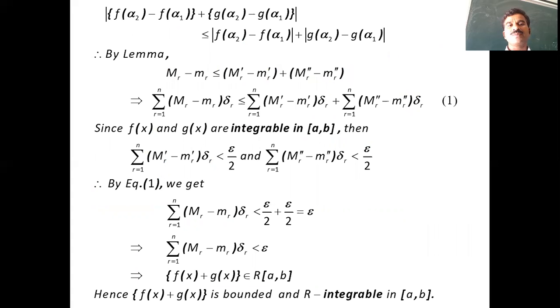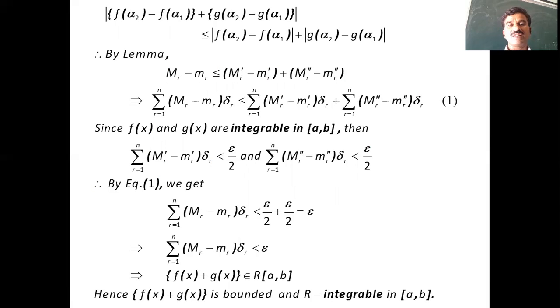This is f of alpha 2 minus f of alpha 1, and this f(x) plus g(x) is obtained by taking alpha 1 and alpha 2 as members of the subinterval, so we can write f(x) plus g(x) in this form. And that should be less than or equal to f of alpha 2 minus f of alpha 1 plus g of alpha 2 minus g of alpha 1. Therefore, by the above lemma, we can make use of this. This is capital M_r, and this is small m_r.